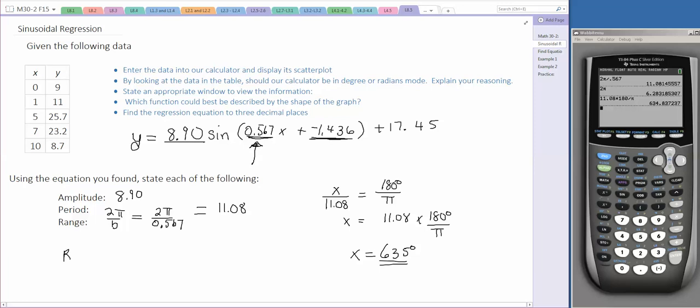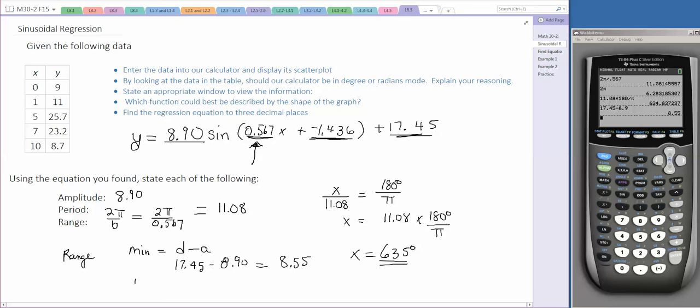Now, the range. We can determine the range. We want to know what our lowest value is, and so to get our minimum, we take our D and we subtract A. So we take D, which is our midline, and subtract A. How far below our midline do we go? So I have 17.45 minus 8.90. We can calculate that, and we go as low as 8.55.